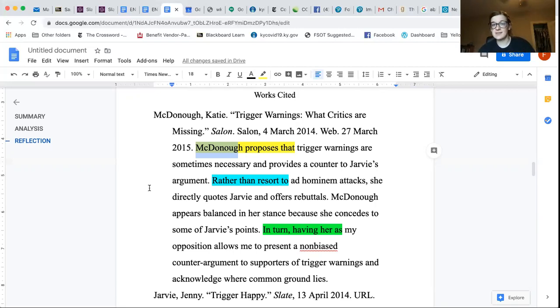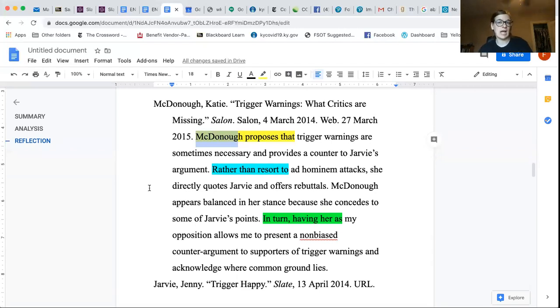Then we have the analysis. Rather than resort to ad hominem attacks, she directly quotes Jarvie and offers rebuttals. McDonough appears balanced in her stance because she concedes to some of Jarvie's points. So I'm looking at her structure, right? How it's written, readability, things like that, the tone, and her credibility, and the fact that she does have balance to these things, right? So that's making her a reliable source for me.